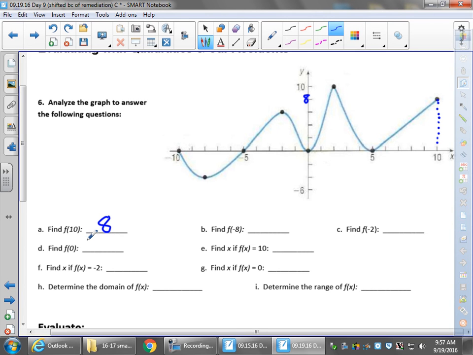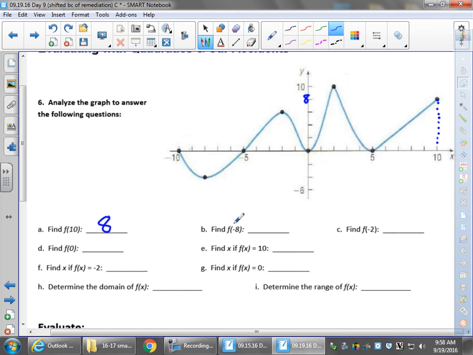Okay. All right, folks, back on the video. For A, we got 8 because this is giving me an x value. So I go to 10 on the x-axis, and I trace my way up to the graph, and I ask myself, where am I on the y-axis? I'm at 8 when I look over. So that's how I got 8.